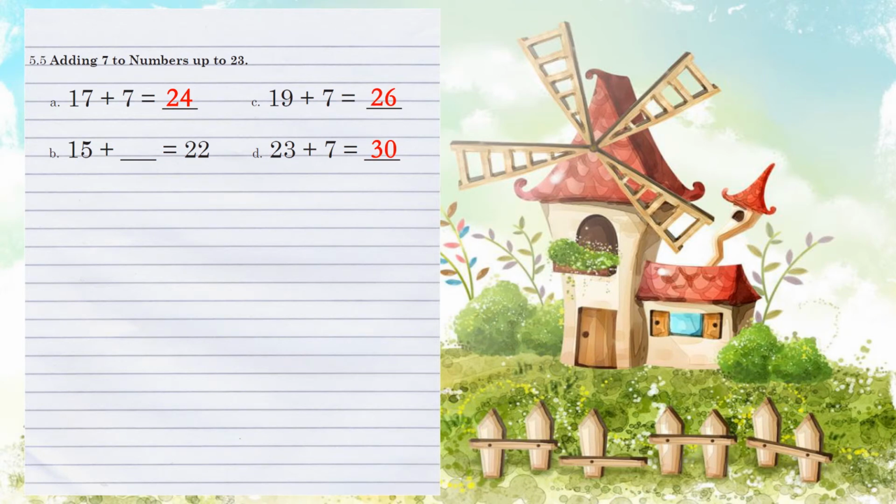Example B, 15 plus what number equals 22? Let's just count. We have 16, 17, 18, 19, 20, 21, 22. We have 7 marks, so we are adding a 7.